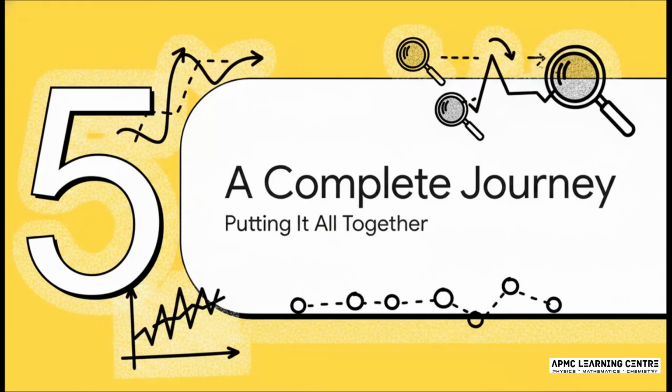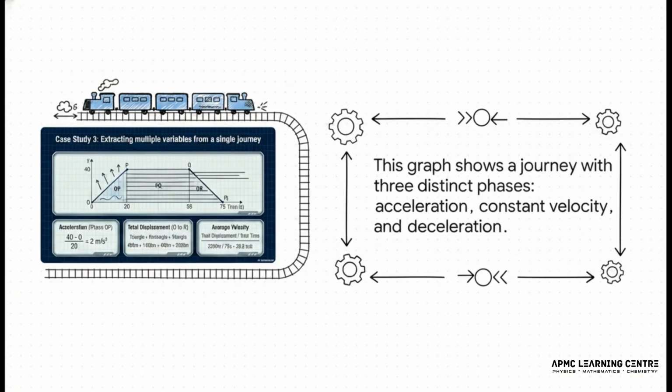All right, it's time to put all our new tools to the test. We're going to look at a complete journey, represented by a single graph, and pull out all the important information. So check this out. This graph shows the journey of a train, and you can clearly see three distinct parts to its trip. First, from point O to P, we see a straight, sloped line. What does that mean? Constant acceleration. Then, from P to Q, it flattens out. That's our constant velocity phase, just cruising along. And finally, from Q to R, it's a straight, downward slope, which means it's decelerating at a constant rate until it comes to a complete stop.